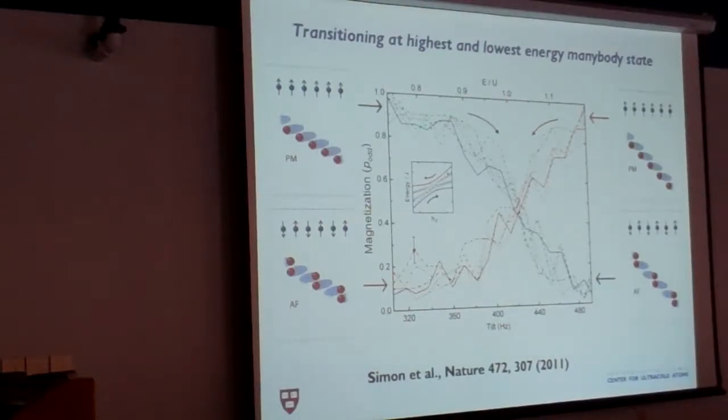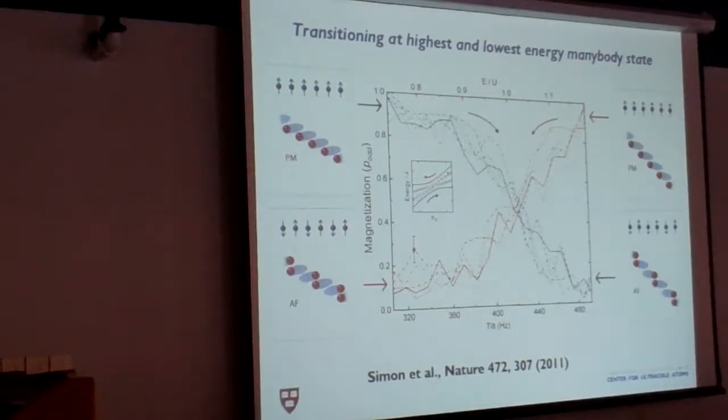And let's say you got a cat state after the transition, how would you be able to detect that? That's a good question. You have to do tomography, essentially. So these are things we are interested in doing in the future.